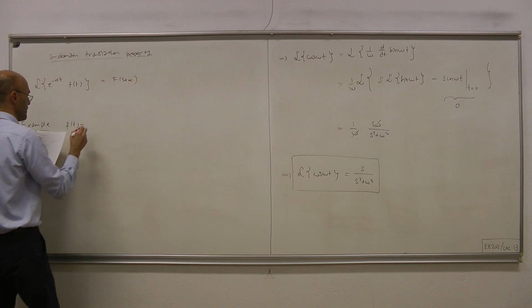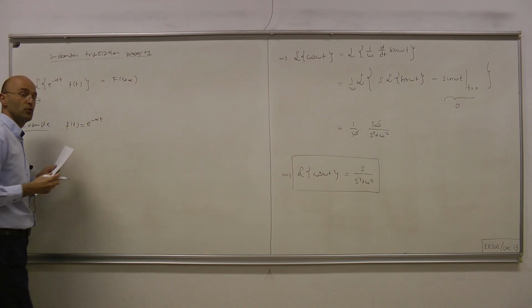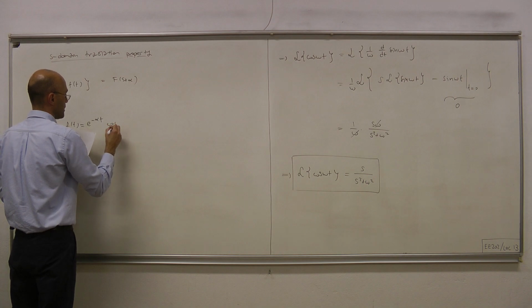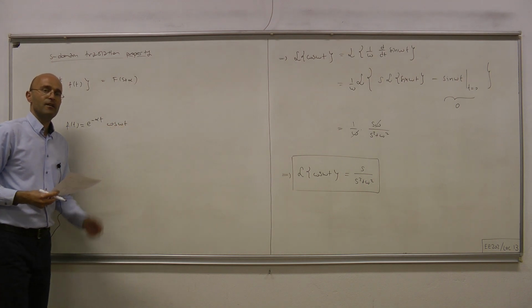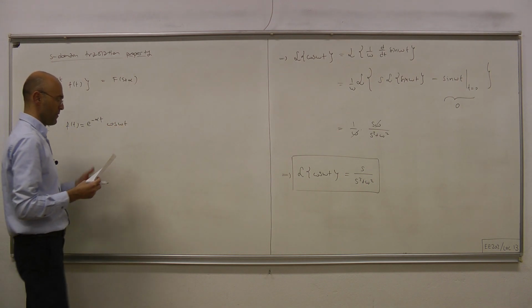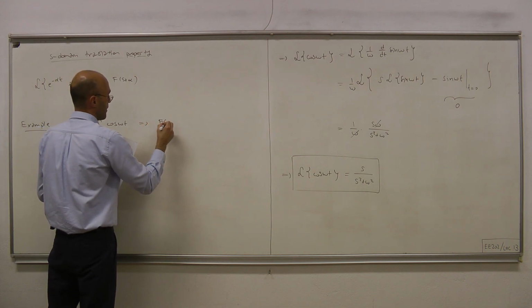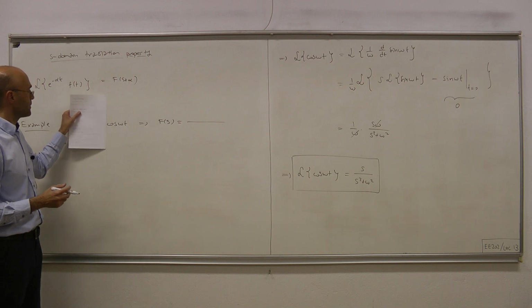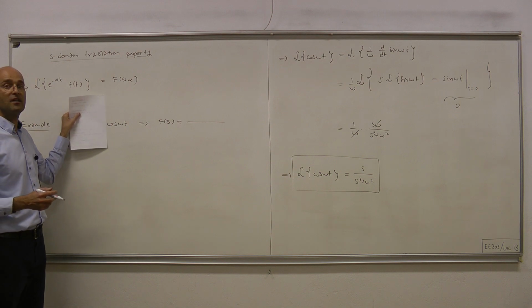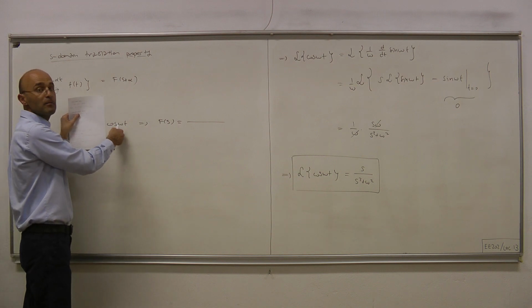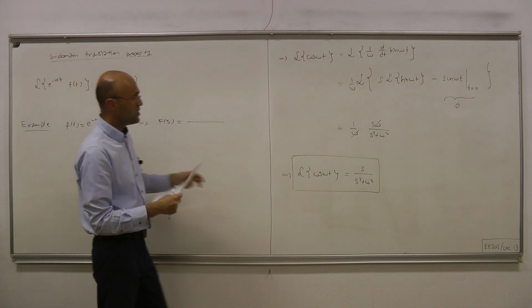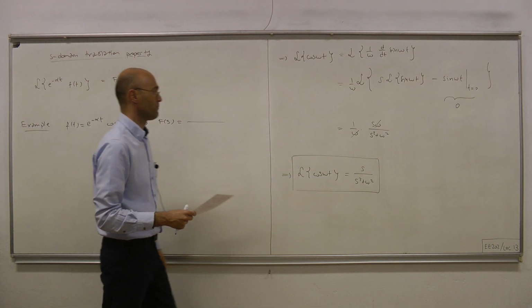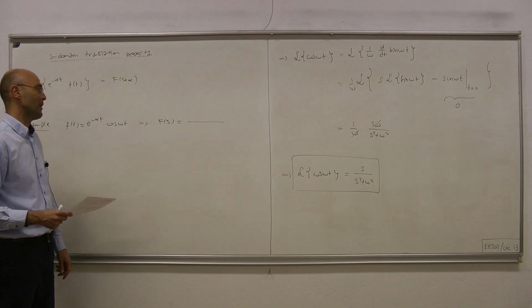If you have such a signal, e to the minus alpha t multiplying cosine omega t, then what is F of s? Now, without this e to the minus alpha t term, the Laplace transform of cosine omega t is what we computed: s over s squared plus omega squared.